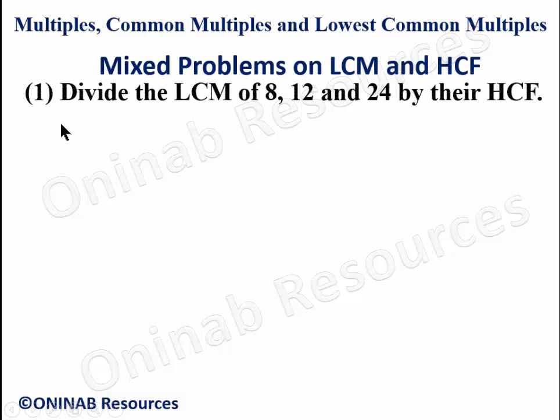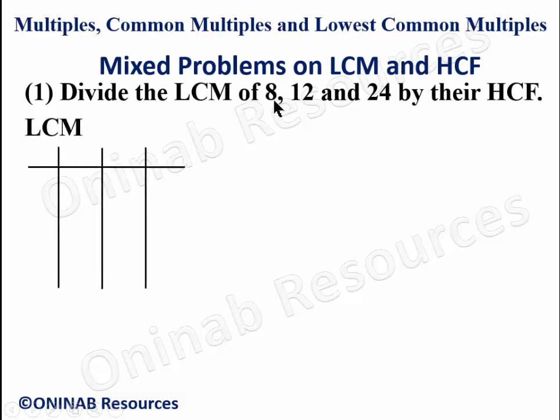So we have our problem. Divide the LCM of 8, 12, and 24 by their HCF. So we start with the LCM, creating our table. 8 comes here, 12 and 24. Any number, so 2 goes. Here we are going to have 4, 6, and 12. Remember, 24 divided by 2, 12 divided by 2, and 8 divided by 2.